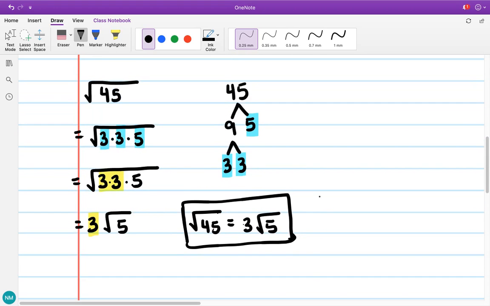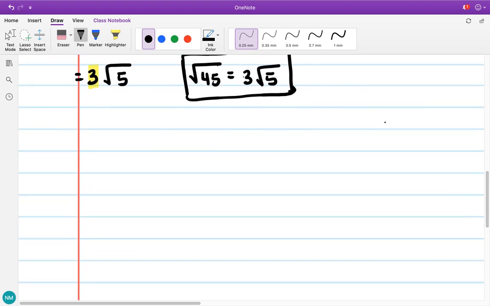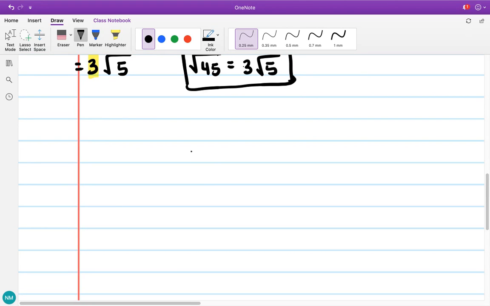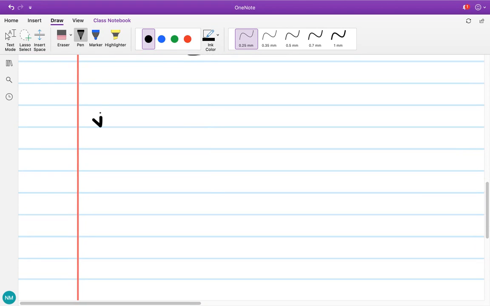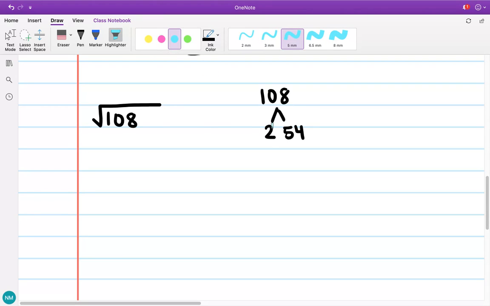And let's do one more problem. If I have the square root of 108. Now, 108 is not a perfect square, but it is even, so I could break it down using a 2. So I have 2 times 54. 2 is prime, so I leave it alone. 54 is not, so I can keep going.